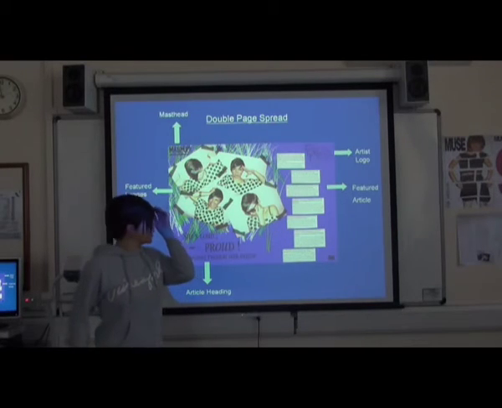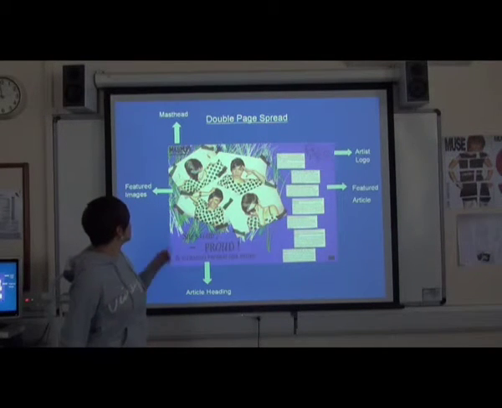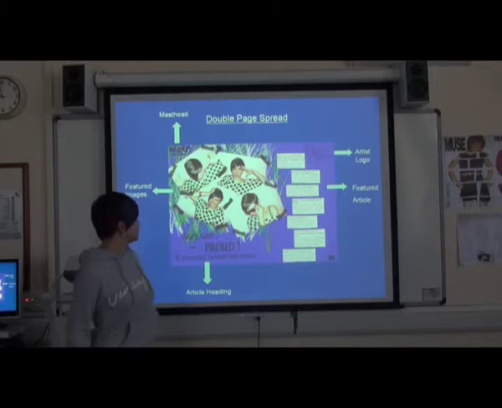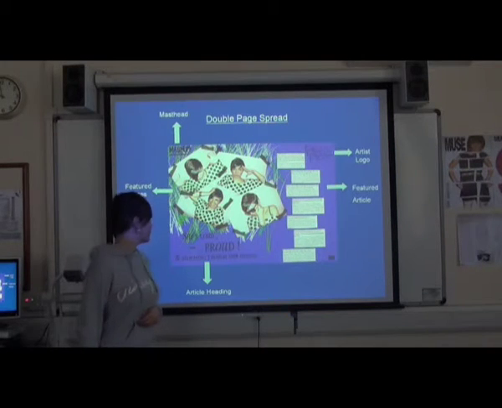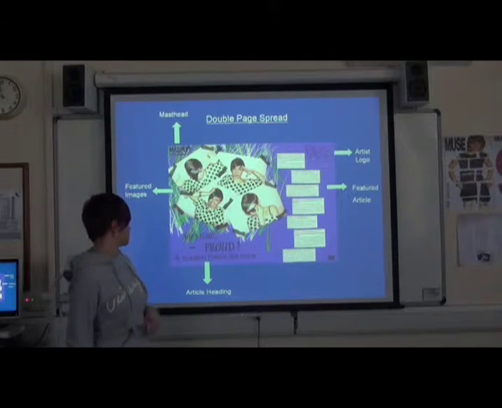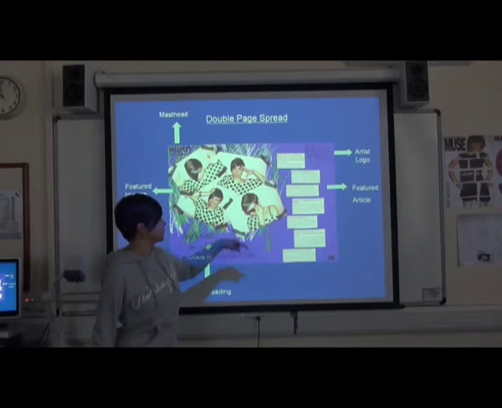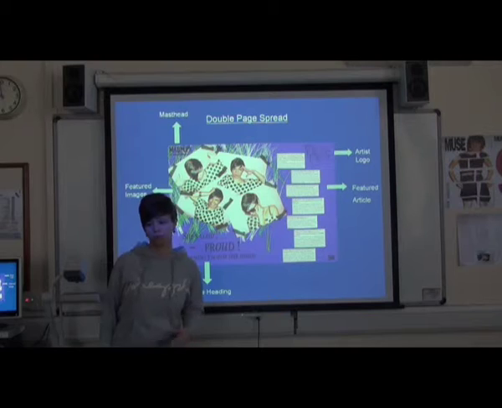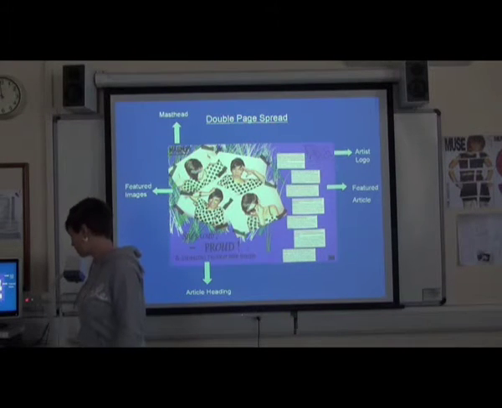This is my double page spread. The masthead again is in the top left corner, and then there's 4 featured images this time, and then the article heading is at the bottom, and then my article goes down that side, and then the artist logo is repeated 3 times so it sticks in the audience's mind.